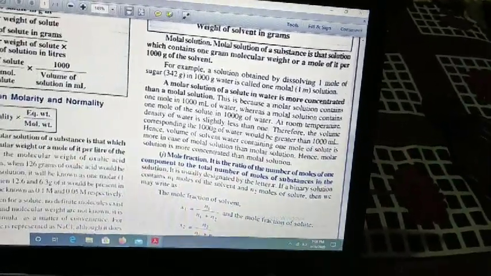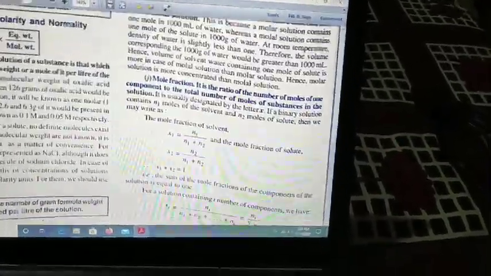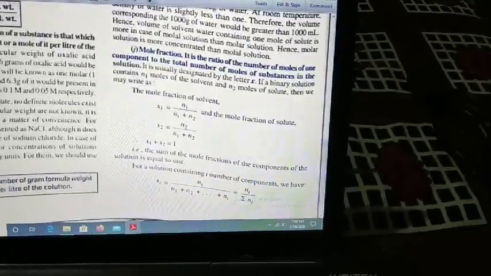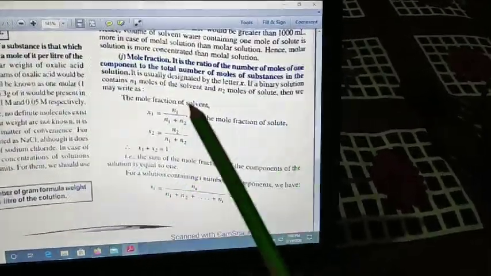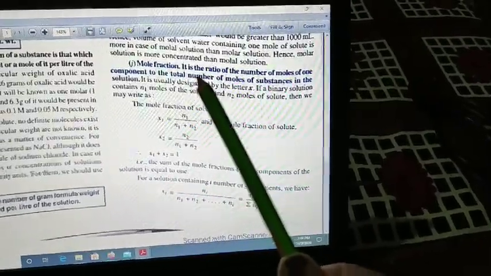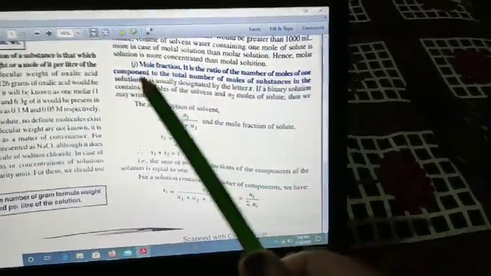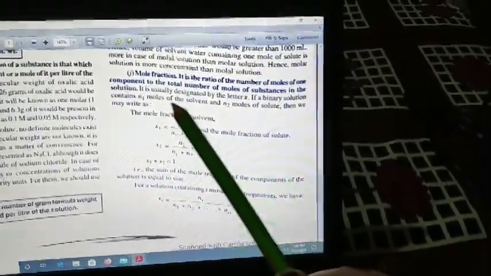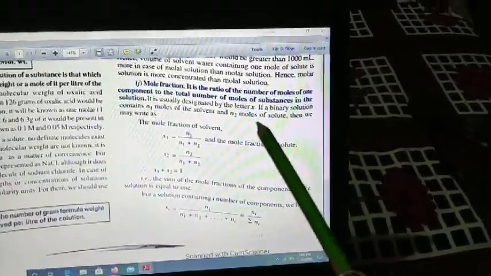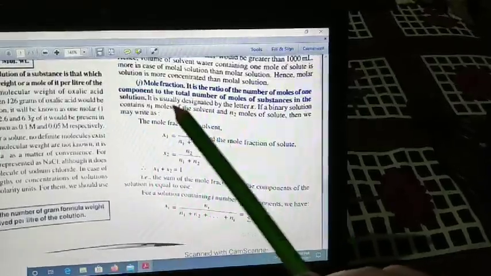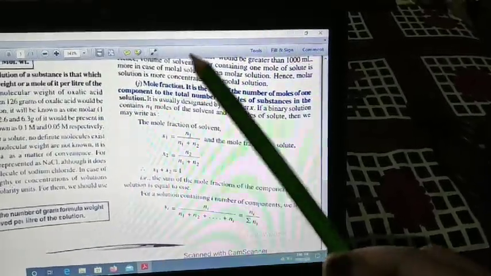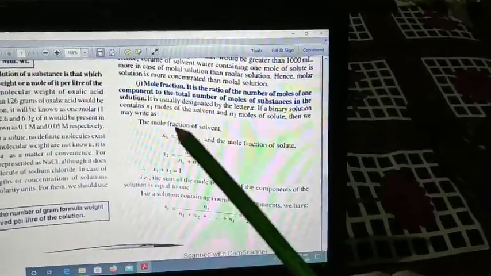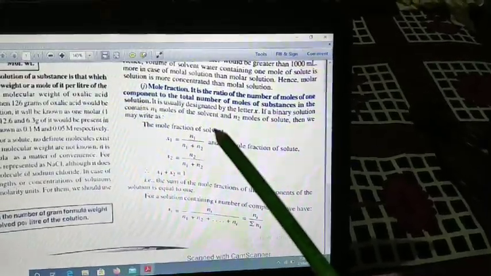Fine. And the next very important expression that we need to discuss is mole fraction. Let us try to understand what this is. Mole fraction is the ratio of the number of moles of one component to the total number of moles of a substance in the solution, and it is usually denoted by small x. Say for example, if you take a binary solution where you have solute and solvent, let N1 be the number of moles of solvent and N2 be the number of moles of solute.